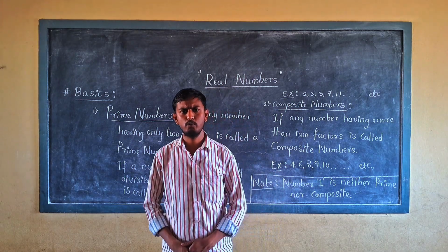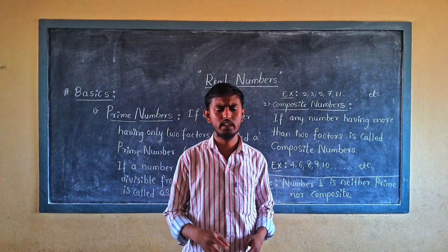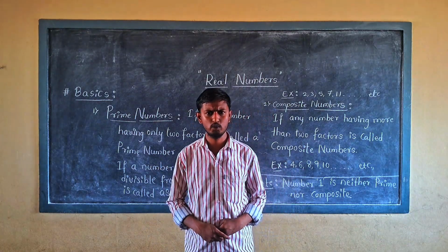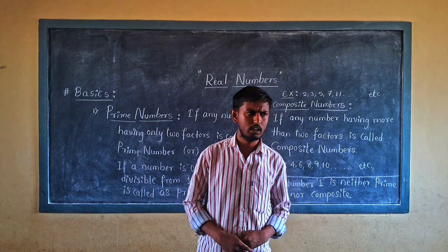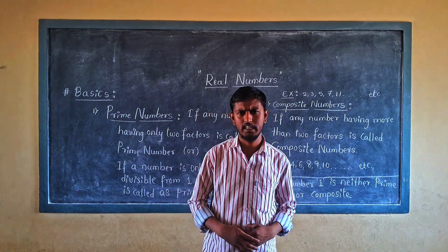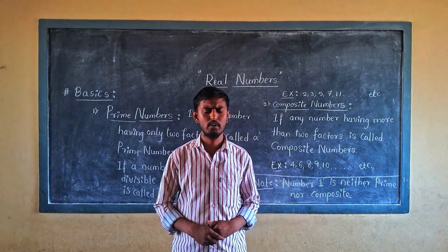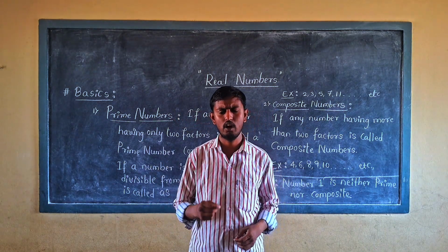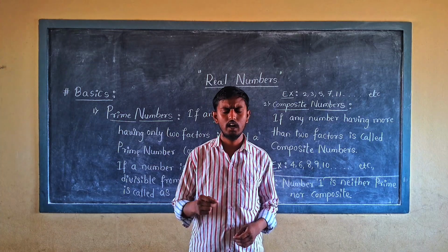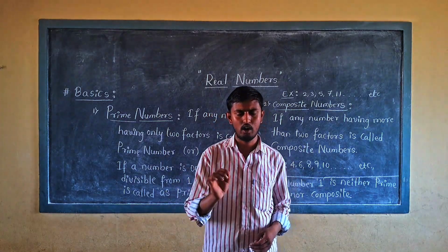Next one is a composite number. Composite number means any number having more than two factors is called a composite number. The composite numbers are 4, 6, 8, 9, 10, 12, and so on. One important note is that number 1 is neither prime nor composite because the number 1 does not have more than two factors and it is a common number.